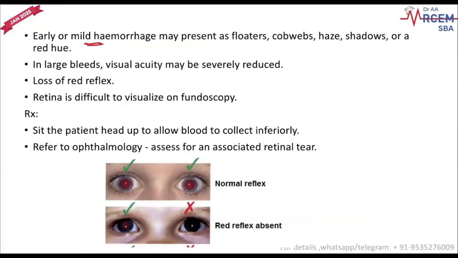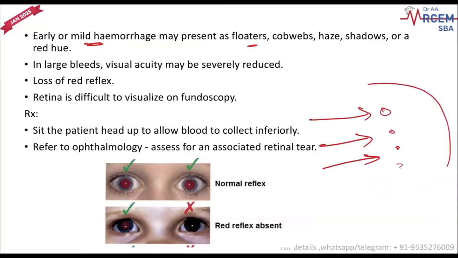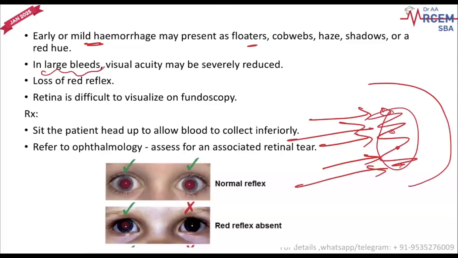If it is a mild hemorrhage, they will be just seeing some floaters because it will be obstructing the rays of the eyes. So some blood is there. It will be obstructing the rays of the eyes from falling on the retina. That's why some floaters will be seen. If it is a large bleed, it is completely obstructing the rays of light from falling on your retina, then there might be loss of vision. So loss of visual acuity can be seen in large bleeding.